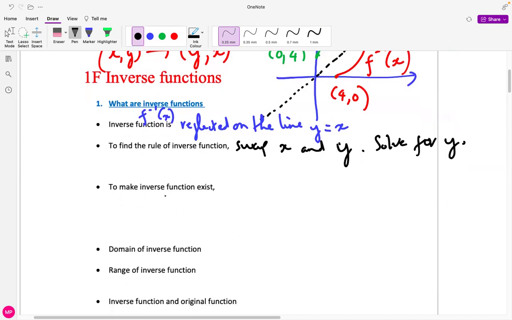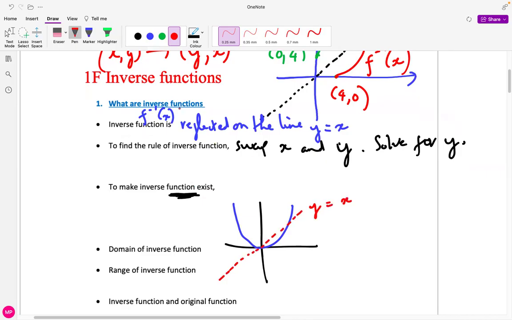Now, to make the inverse function exist: the inverse exists, but is it a function or not? That's the question, right? Think about a graph that looks like a parabola, for example. When you reflect it on the line y equals x, how does that actually look? Think about this part here. When you reflect it, it becomes this part. So half of the parabola will become like that. And if you think about this one here, when I reflect it on the line y equals x, it becomes like that.